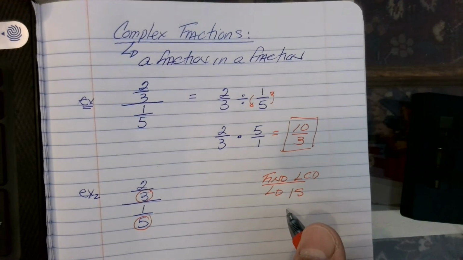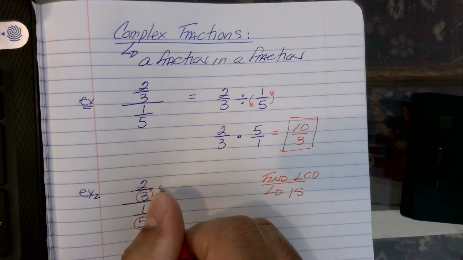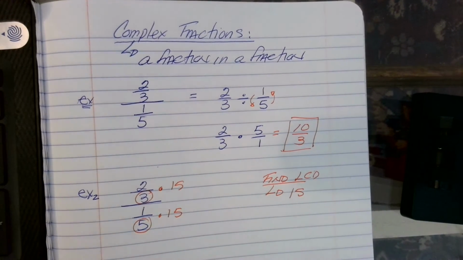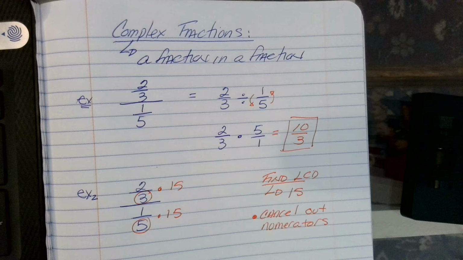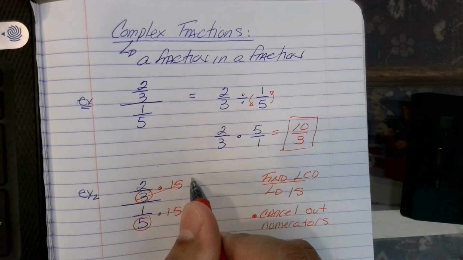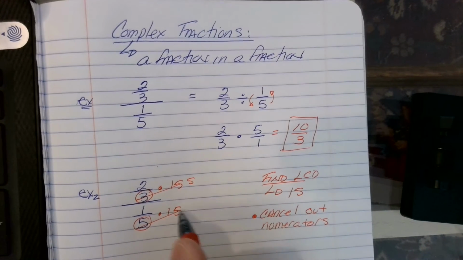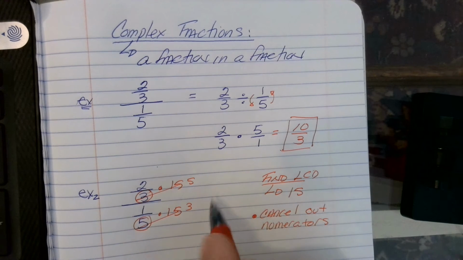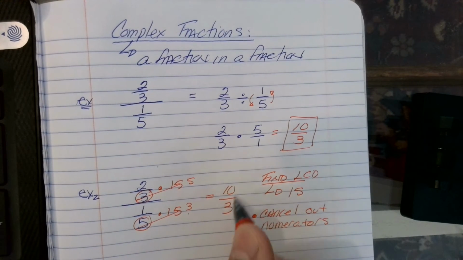Once we find the LCD, we want to multiply the numerator and the denominator by this LCD. Once we multiply the numerator and denominator by the LCD, we could cancel out those LCDs. 3 goes into 15 5 times, 5 goes into 15 3 times, and then we could perform the multiplication operation. 2 times 5 is 10, and 1 times 3 is 3.